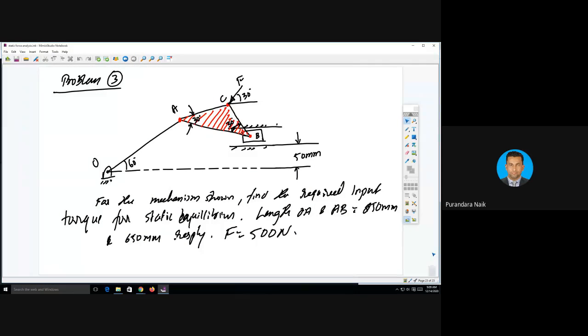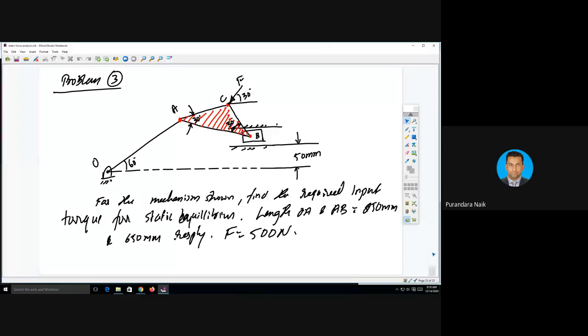Okay, the third problem is similar to the previous one, but somewhat different. Here we have a link OA, ACB. The link ACB is a shaded one. That is a single link. I can see three edges, but it is a single link. It is a plate type link. And B is a piston.